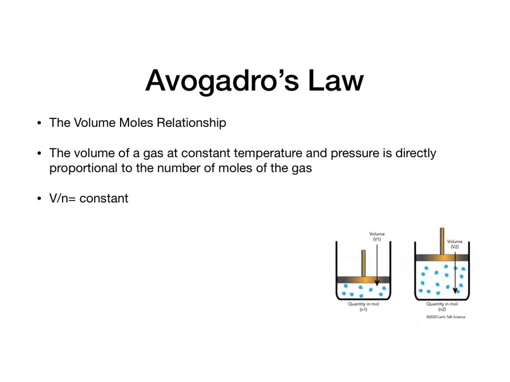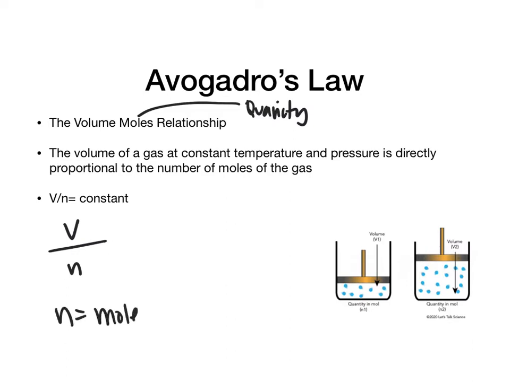So the next law is Avogadro's law. It's the volume-moles relationship, or the volume-quantity relationship. This tells us that the volume of a gas at constant temperature and pressure is proportional to the number of moles of the gas. So the volume divided by n, where n equals moles, is also going to equal a constant.